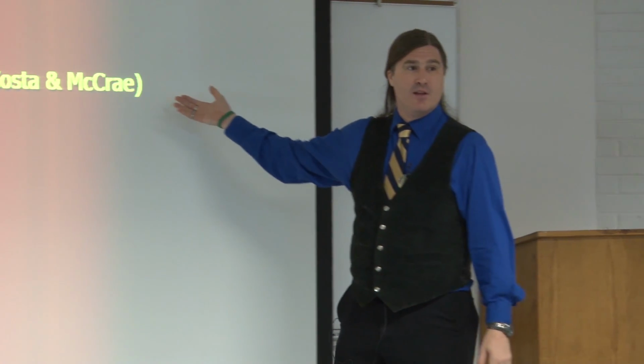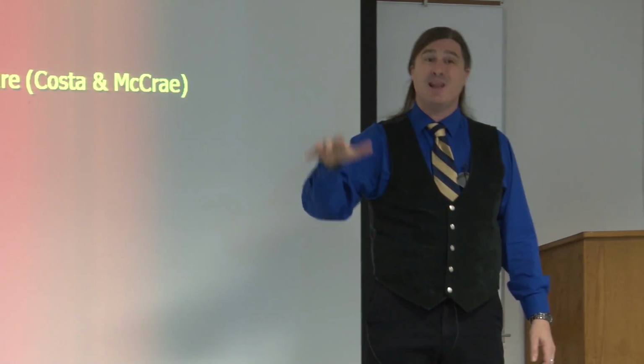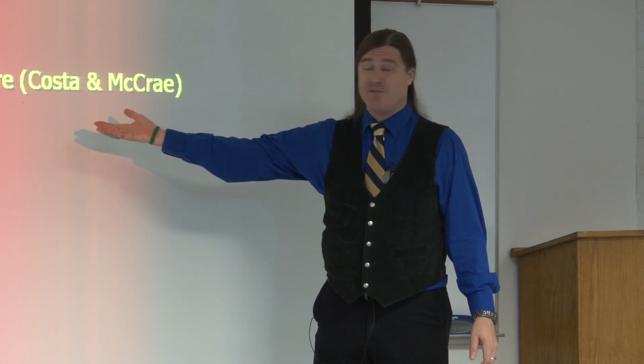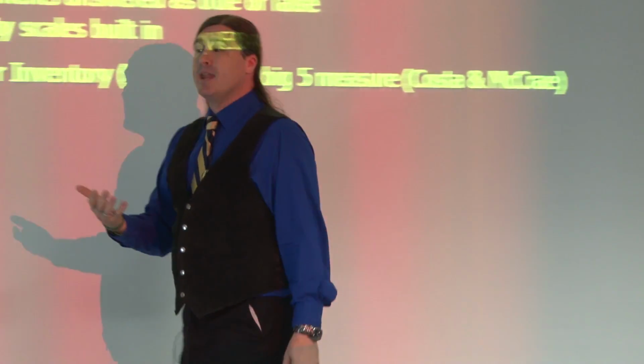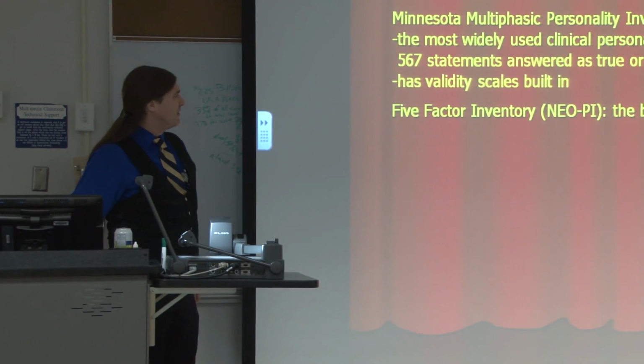Another one to remember is based on the Big Five model of personality, which we talked about, right, just the other day. The Big Five model is called the five-factor inventory, and it's by Costa and McCrae. And there's many, many, many others, but you don't need to know them all. I just wanted to give you a sense that there are plenty of them out there.